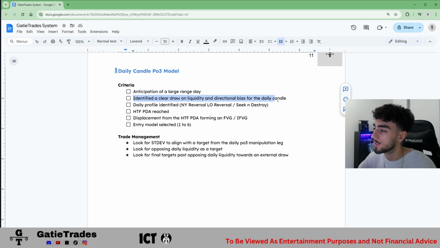Next, obviously, the most important step of all of my models is to identify a clear drawn liquidity and directional bias, but this time it needs to be for the daily candle. So ideally, we're trading towards a daily level or from a daily level.